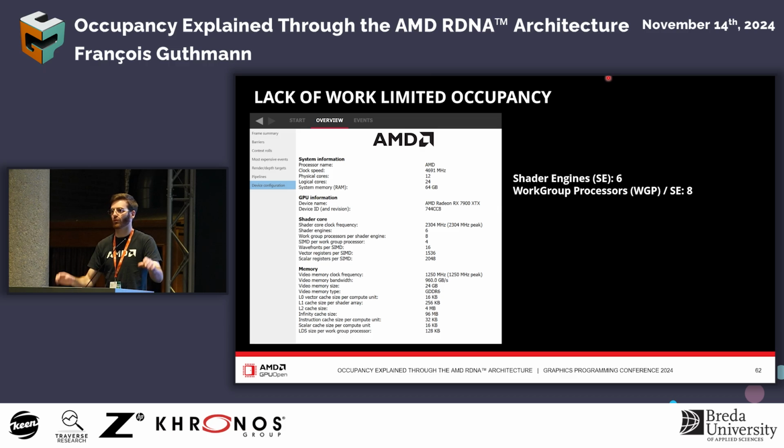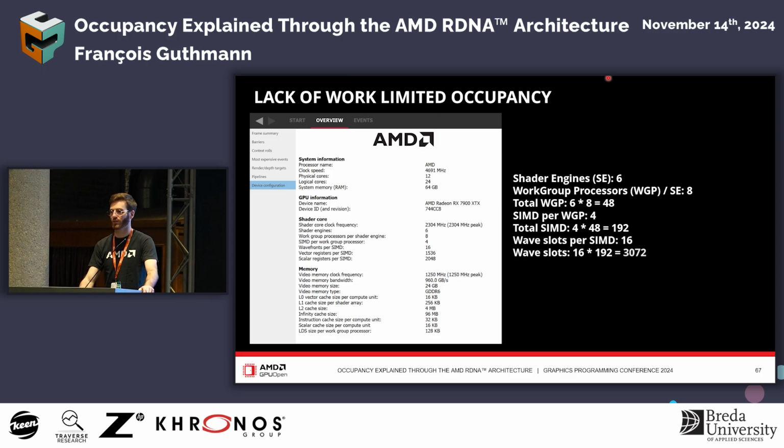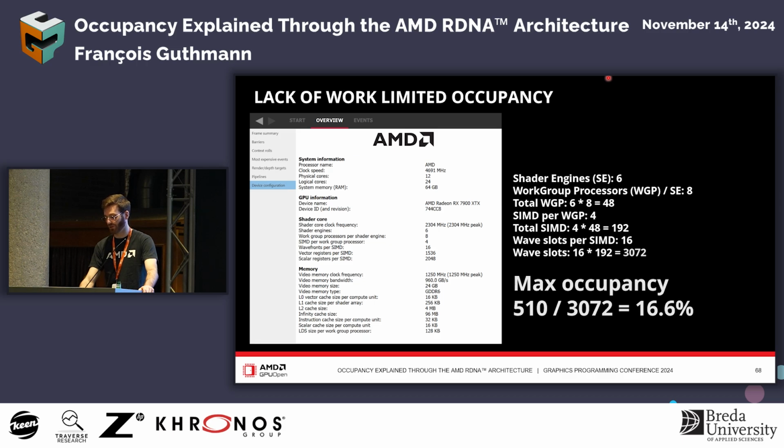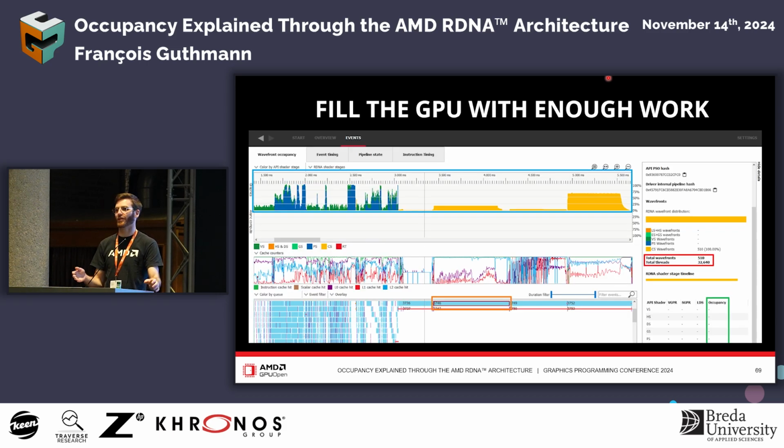Each shader engine has 2 shader arrays, 4 WGPs per shader array, so that's 8 WGPs per SE for a total of 48. Each WGP has 4 SIMDs, so that's a total of 192 SIMDs. And each SIMD has 16 slots, which makes a total of 3,072 slots. But we're trying to run only 510 wavefronts. This is 16.6%, but the only reason that occupancy is not higher is just because there's not enough work to be executed. So this workload is a very tiny workload executed on a very big GPU.